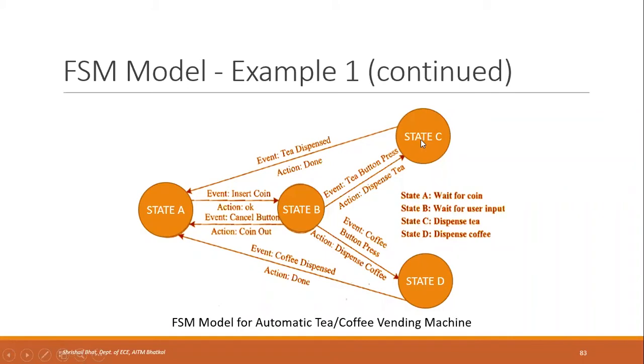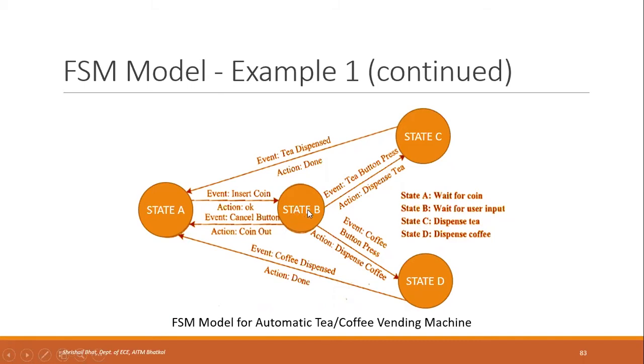If the user presses the T button, then the state changes from wait for user input to dispense tea. In dispense tea, the machine will dispense 1 cup of tea. So the action is dispense tea. Once the tea is dispensed, that is the event, its work is done, so it goes back to the wait for coin state. Suppose in the wait for user input state, the button pressed is coffee. Then it will go to state D, dispense coffee. The action is dispense coffee, it will dispense 1 cup of coffee, and once the coffee is dispensed, it will again go back to the wait for coin state.